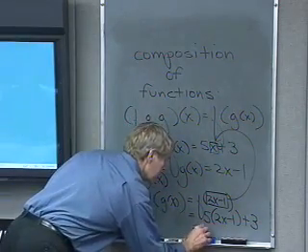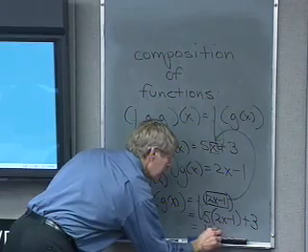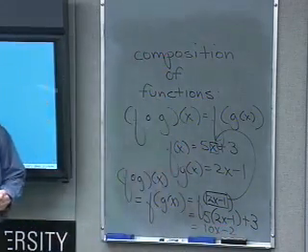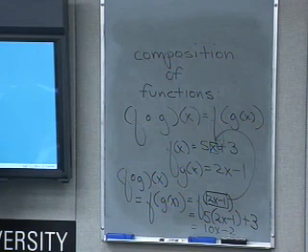So the end result is what? 10x minus 2? So we have a new function, a completely new function. It's not the sum, difference, product, or quotient of the original two. It's a composed function, the f of the g.